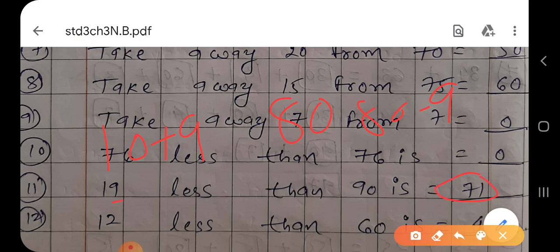So 19 means 10 plus 9. So 90 minus 10 is 80, and 80 minus 9 is 71. So the answer of 11 is 71. So 19 less than 90 is equal to 71.